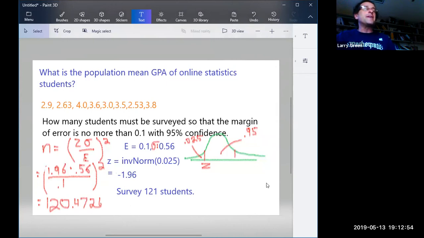30 is just to make sure that you have a normal distribution for the sampling distribution. But the 121 is so that you have a confidence interval that has a satisfactory range. Do you see the difference? They're very different.